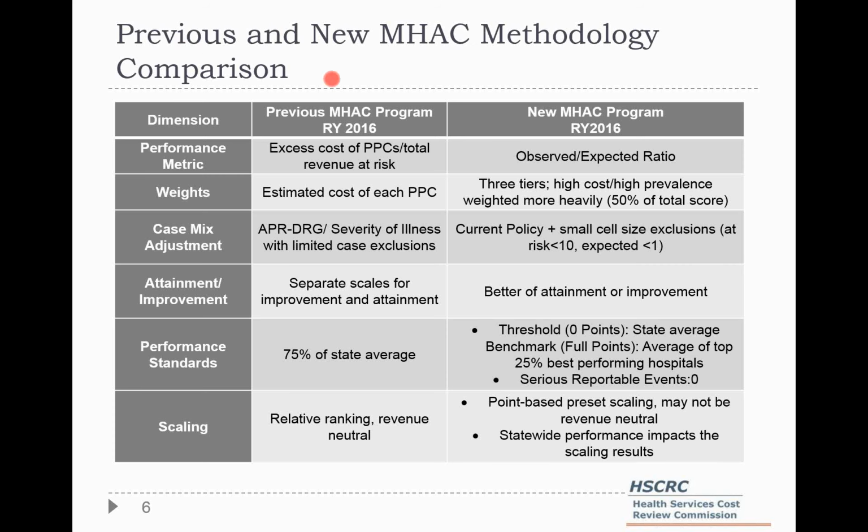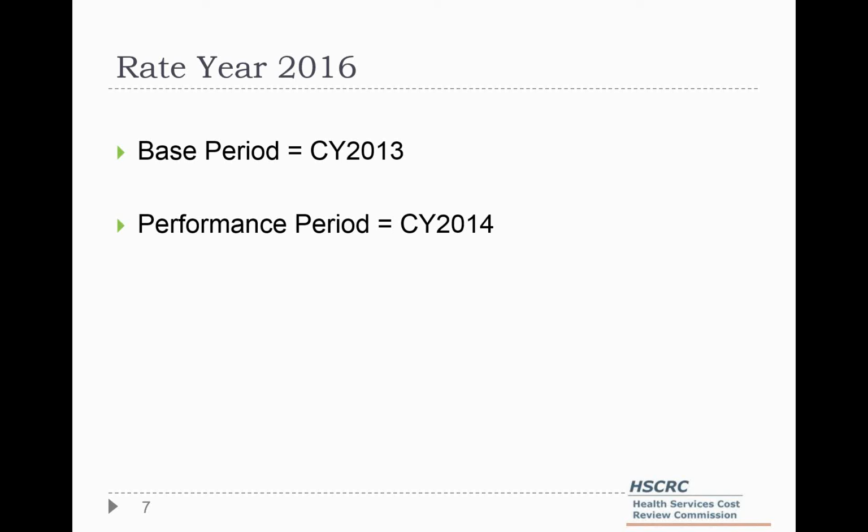So this table just compares the two programs. So here you can see this is the previous program, and this is the new program. I'm not going to go through this in detail, but again, the old program was concerned with excess cost of PPCs over total revenue at risk. The new program is concerned with the observed to expected ratio. I would just keep this slide as a good reference for if anybody has questions about the new program compared to the old program.